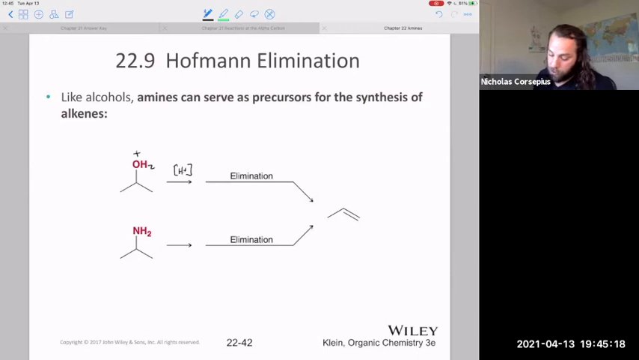Similarly, when we want to do an elimination reaction with an amine, we have to consider the fact that this will leave as an amide ion, which is a terribly strong base and thus a terrible leaving group. So what do we do?